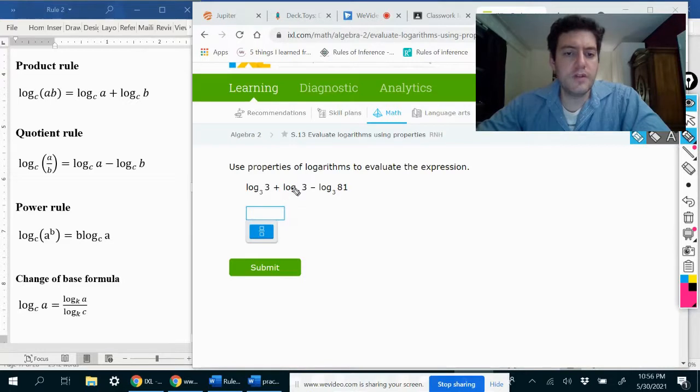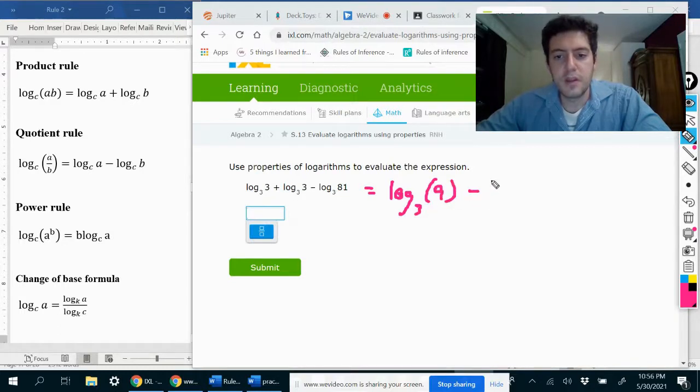Let's do another one where we have to do sort of two things in a row. So we'll use the product rule here, and we'll multiply these. So we'll get the log base 3 of 9. Okay, 3 times 3 is 9. Then minus log base 3 of 81. Now we use the quotient rule, and we would divide 9 by 81. So we have the log base 3 of 9 over 81.